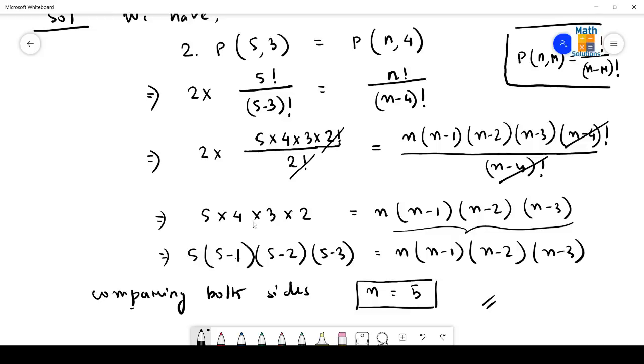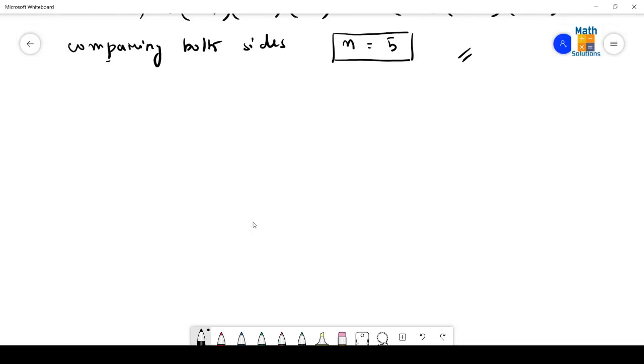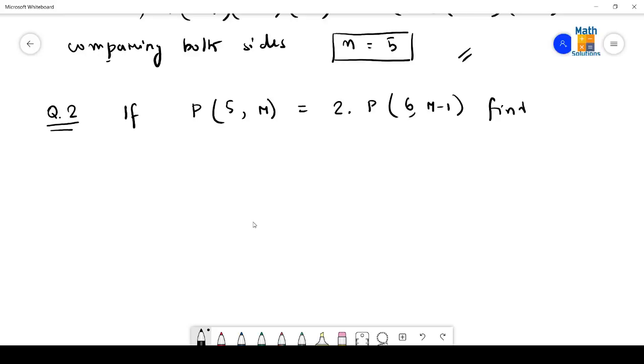So coming to another question, this is your question number 2. The question is, if P 5 comma R is equal to 2 into P 6 comma R minus 1, find R.